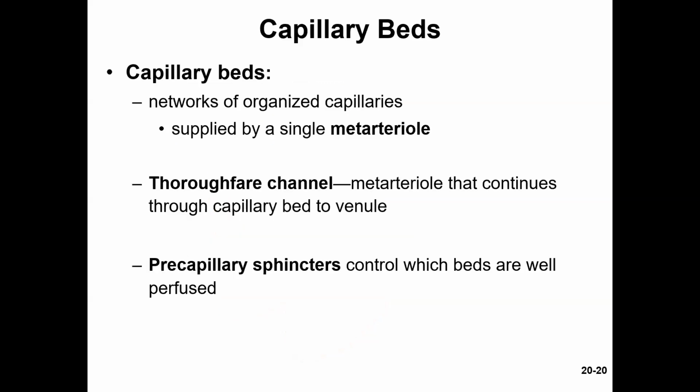So a capillary bed is a network of organized capillaries. They're supplied by a single meta-arteriole. It's a thoroughfare channel, the meta-arteriole that continues through the capillary bed to the venule. Precapillary sphincters control which beds are well perfused.